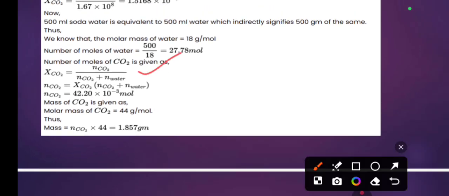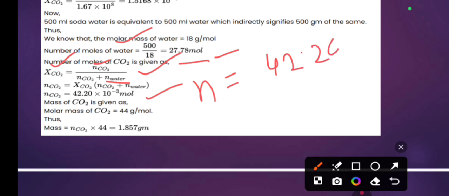So by using the mole fraction, the moles of water you can solve: 500, that is given to you, divided by 18, gives the moles of water. So you can keep all these values. The mole fraction we have solved, moles of CO2 you need, moles of water we have solved here. By using this you can calculate the moles of CO2. The moles of CO2 that we have got is 42.20 into 10 to the power minus 3.